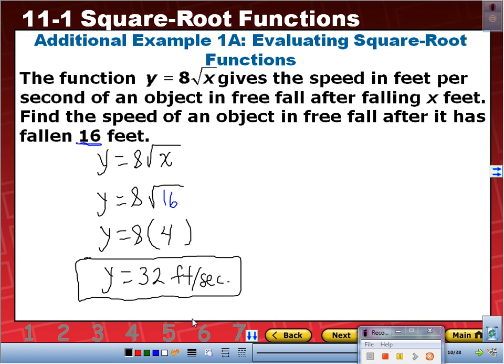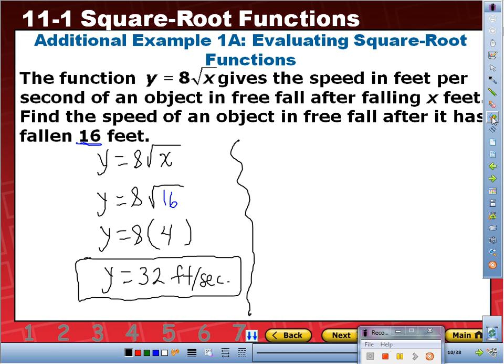You do this next one by yourself. On this one, we're only evaluating. We'll get to graphing that in a second. So I want you to put the wiggle going down like this, and I want you to do the next one right next to it.